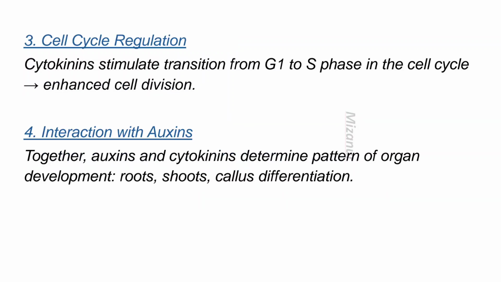Number 3, cell cycle regulation. Cytokinin stimulates the transition from G1 to S phase in the cell cycle, enhancing cell division. Number 4, interaction with auxin. Together, auxin and cytokinin determine the pattern of organ development, meaning root, shoot, and callus differentiation.